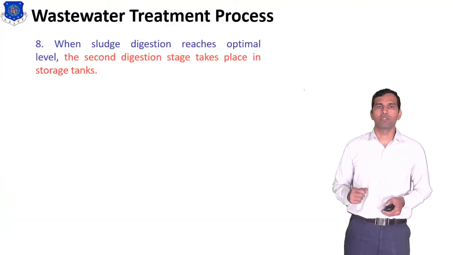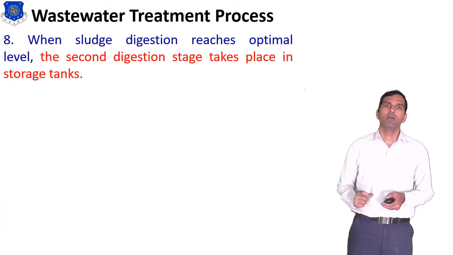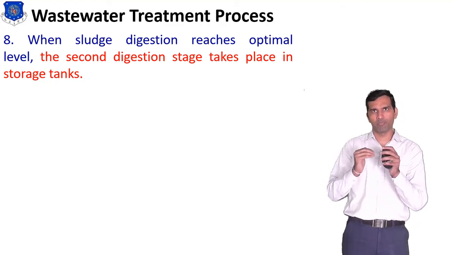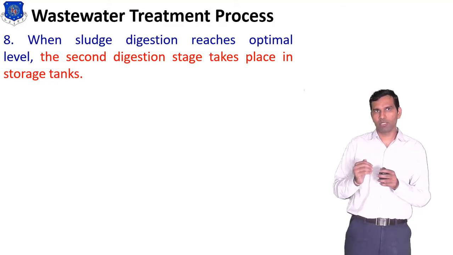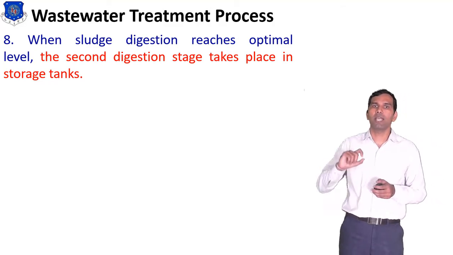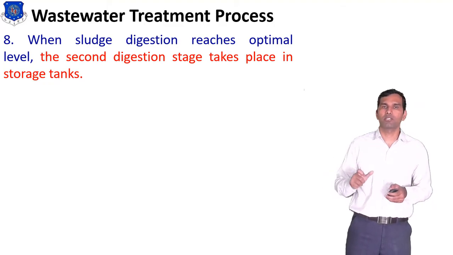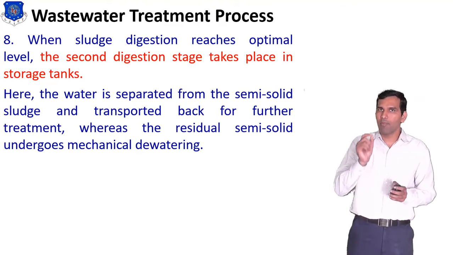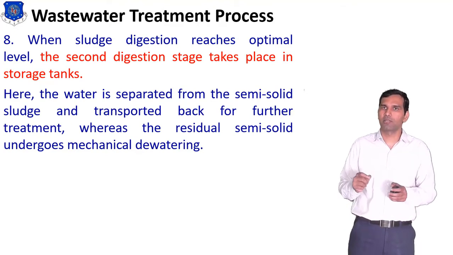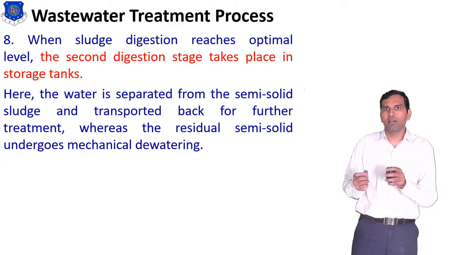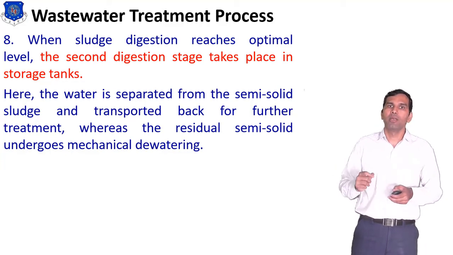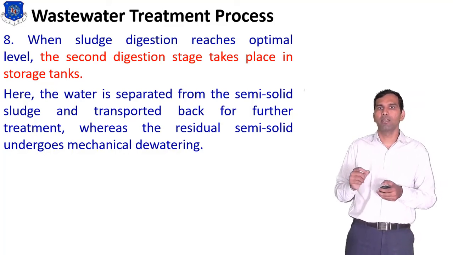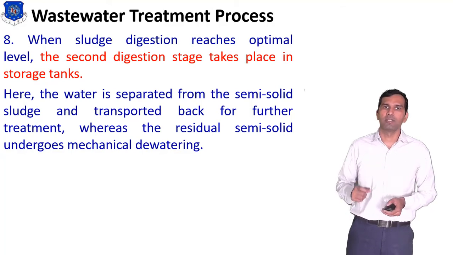Now the next step is step number 8. When the sludge digestion reaches the optimal level, that means the quality of water is improved, the second digestion stage takes place in the storage. Here the water is separated from the semi-solid sludge and transported back for further treatment, whereas the residual semi-solid sludge undergoes mechanical dewatering.